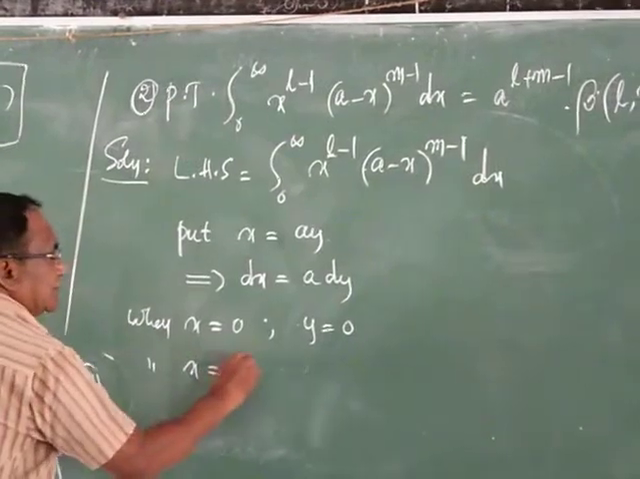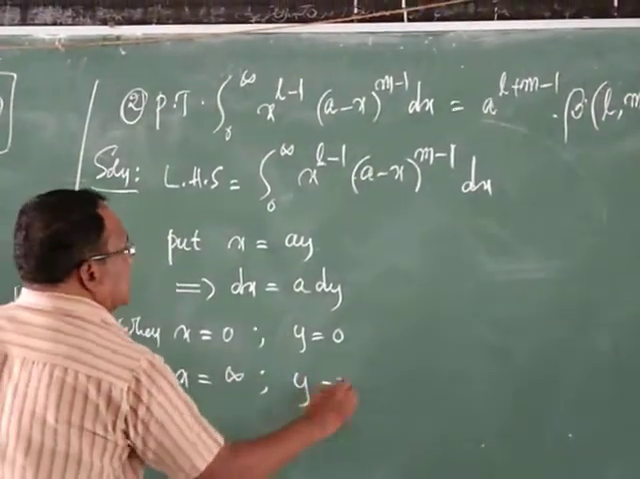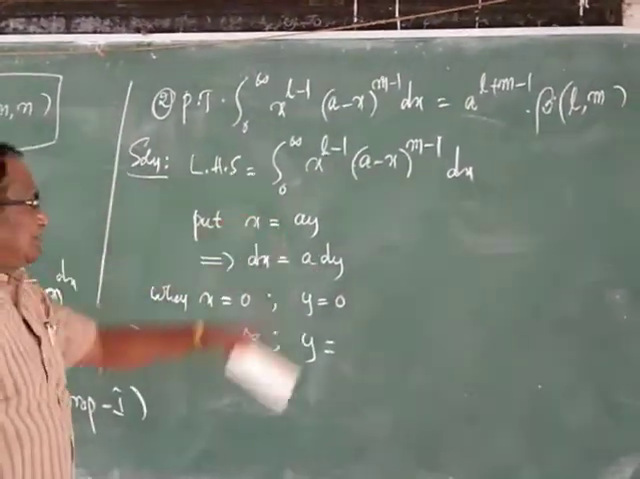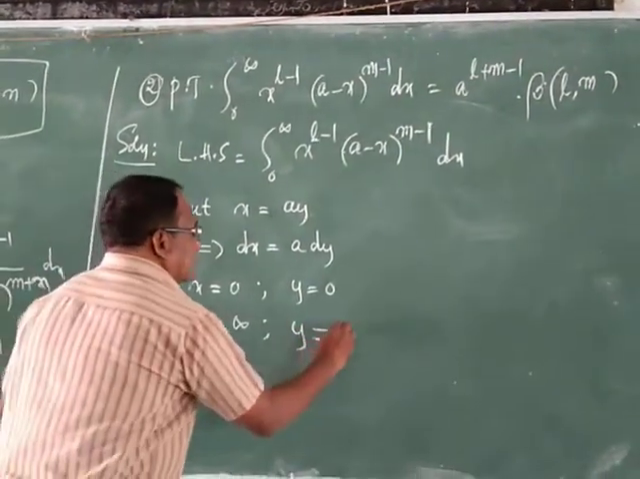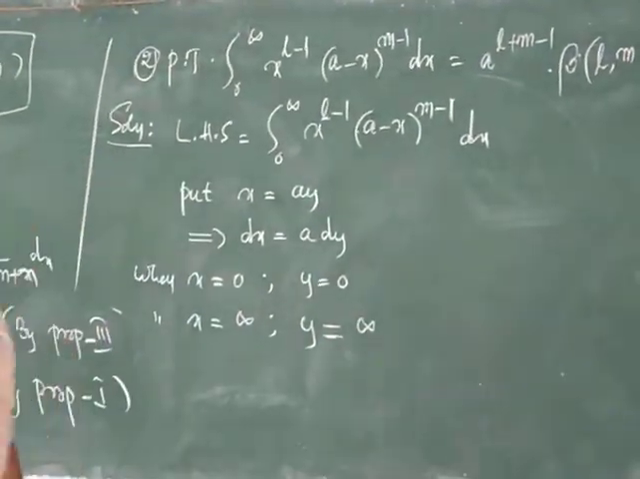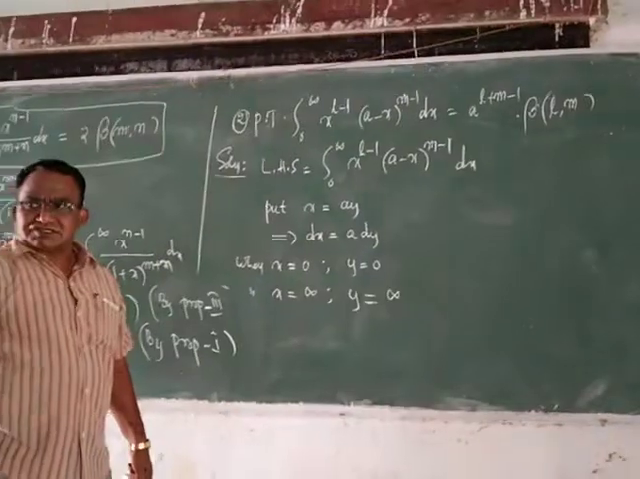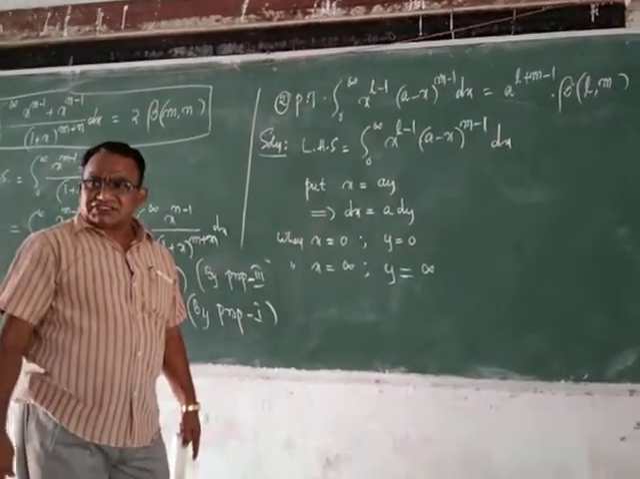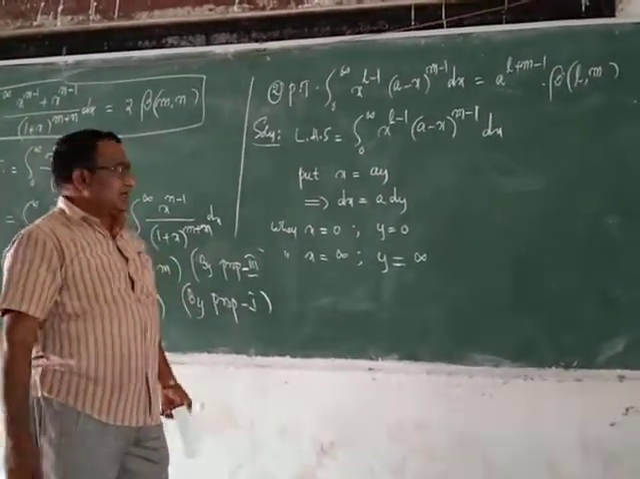When x is equal to infinity, what is your y? Ay is equal to infinity. Therefore, y is also equal to infinity. The limits do not change. Even if they do not change, you have to verify the limits.